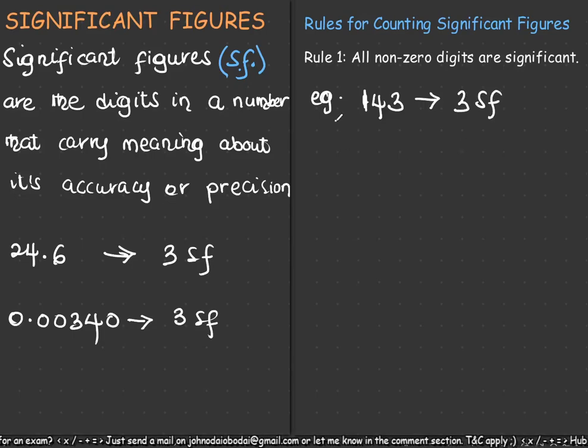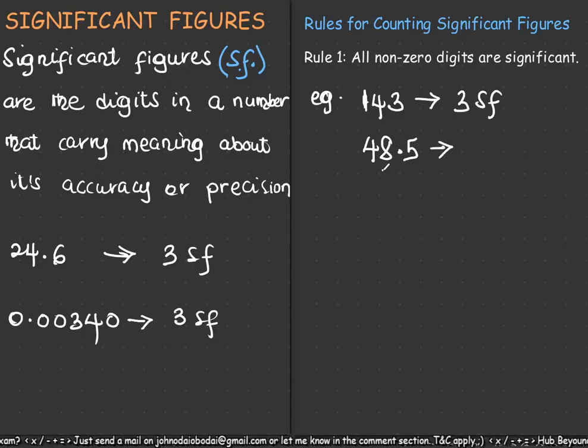It doesn't only apply to whole numbers, but it can also apply to decimals. So if I have 48.5, this also has 3 significant figures, because this is a non-zero digit, this is a non-zero digit, and this also is a non-zero digit. Hence we can conclude that it has 3 significant figures.